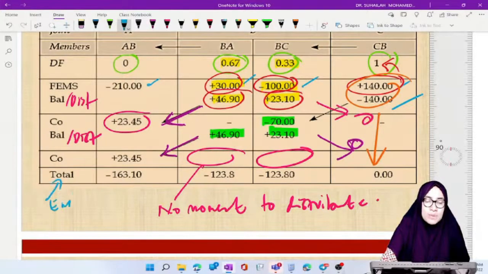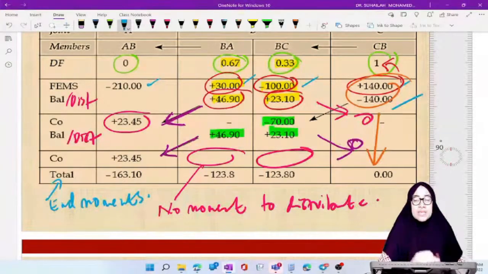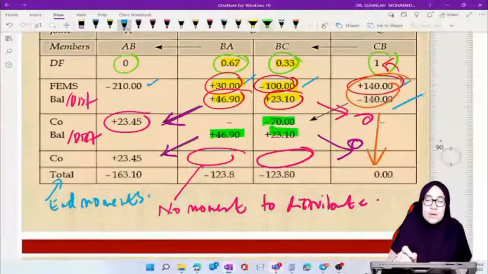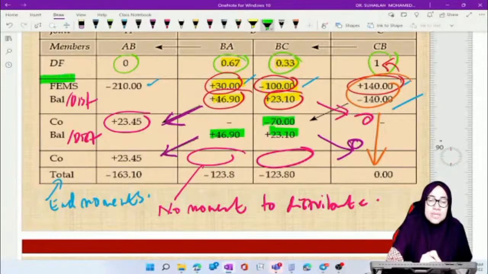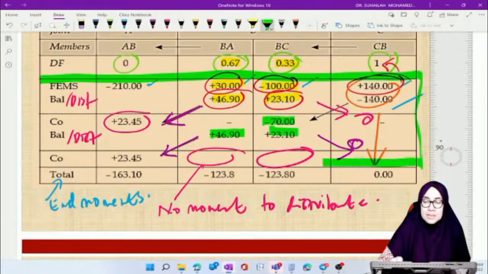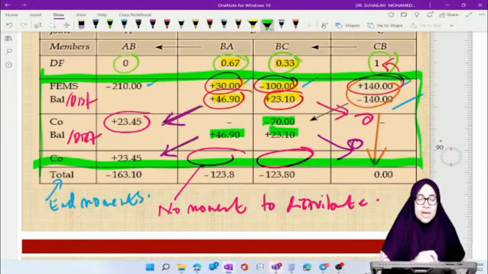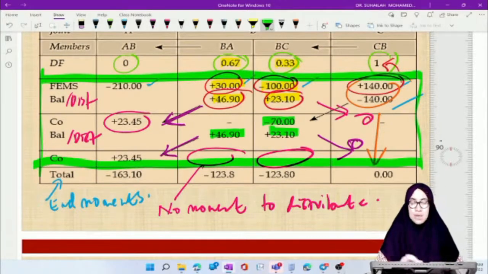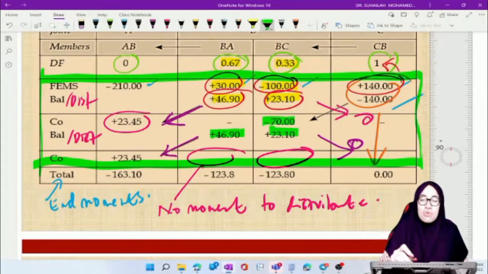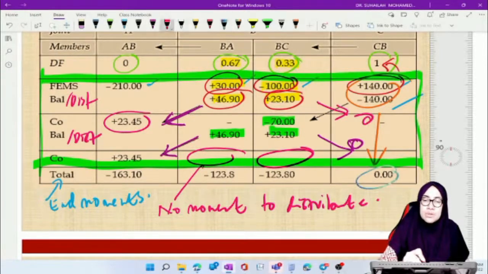So total, what is total? Total means end moment. We calculate starting from this until this, and we get like this. So the total moment here is equivalent to 0, so it is correct. Total 1 and 2 must equal 0. Clear.